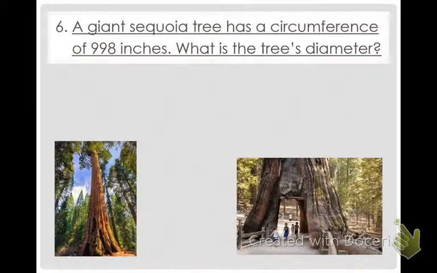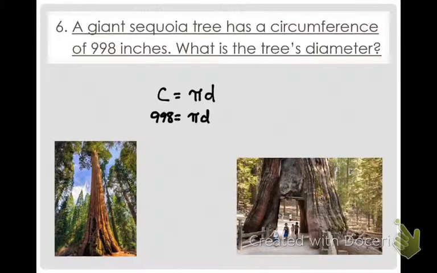For us today, we want to figure out what the diameter would be if we had a tree that has a circumference of 998 inches. So, Asia, what formula am I going to use to find this answer? Good job. C equals pi times D. Katie, what can I plug in? You plug in the circumference, which would be 998. Okay, good job. And then just bring down pi times D.